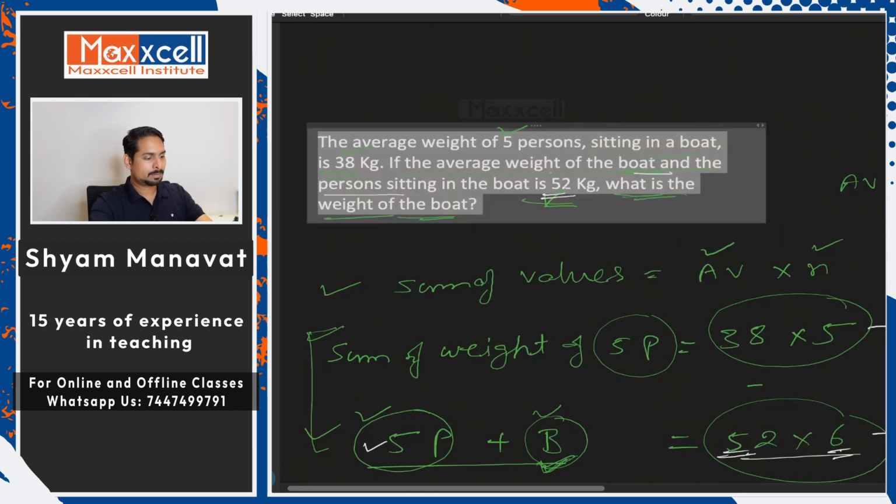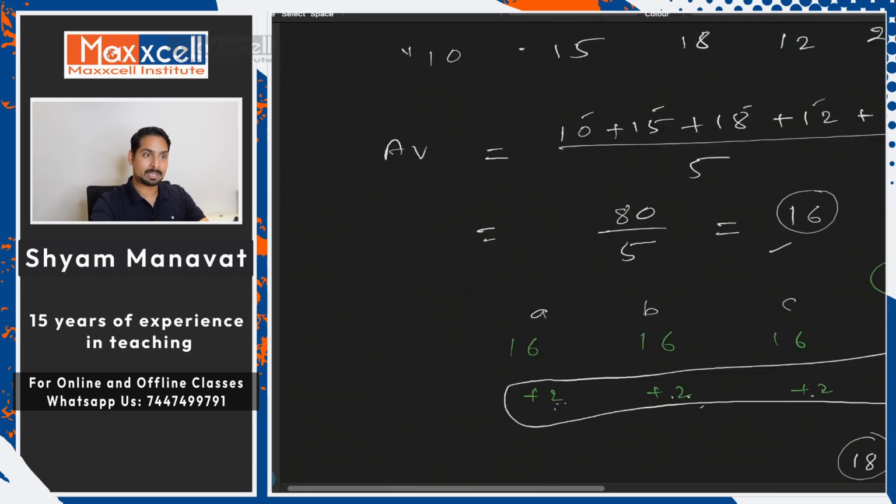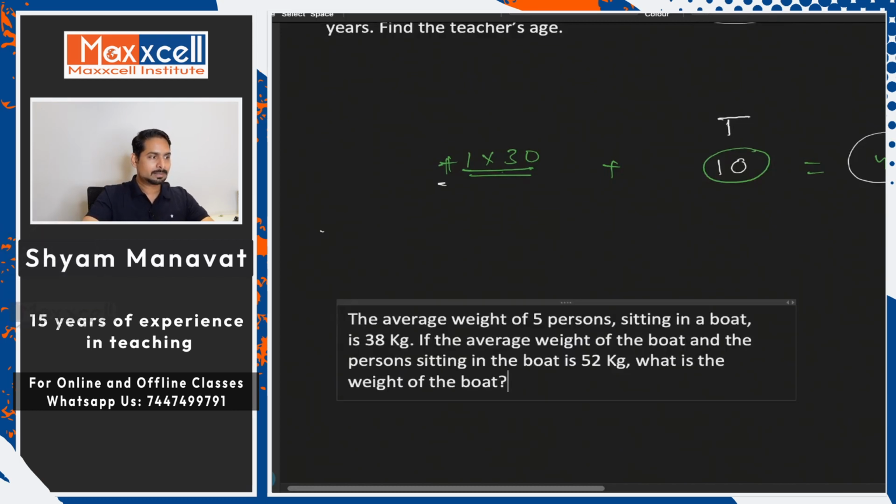Here, see, if the average increases, that means it is plus. So that's why I have taken plus 1. If the average decreases, you will take the minus sign here. Understood? Okay, let's look at this.